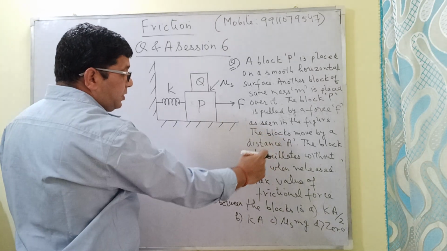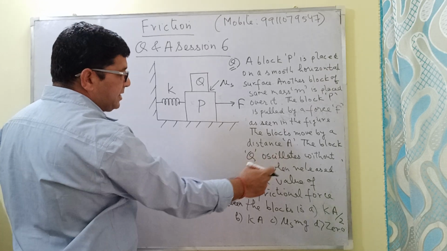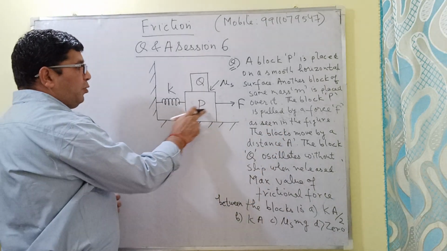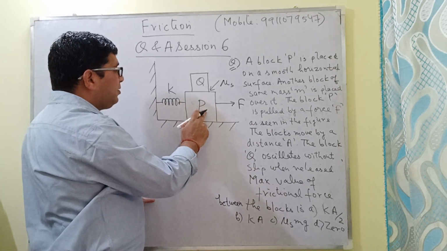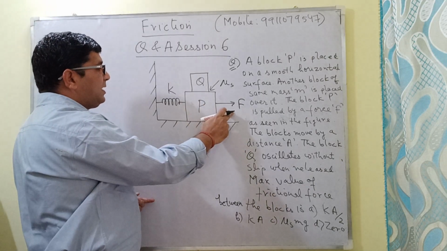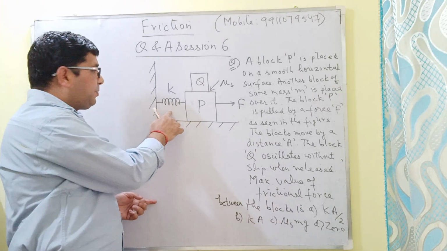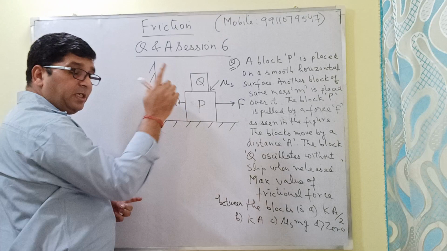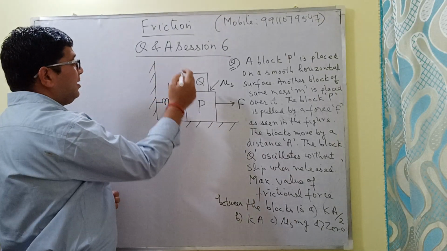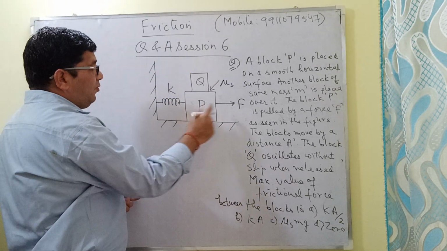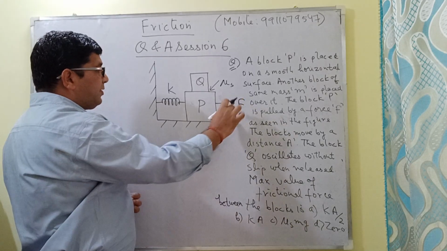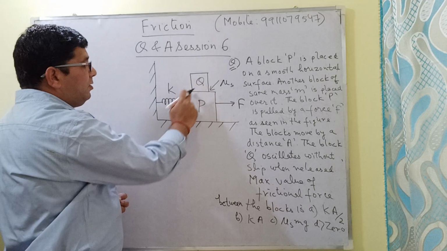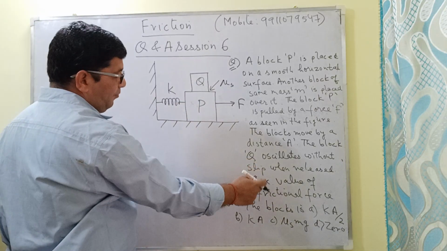The block Q oscillates without slip when the force is released. The block P is pulled by a force in this direction. It is connected to this spring which has a spring constant of k. And so when this force is withdrawn, this block Q oscillates without slip.